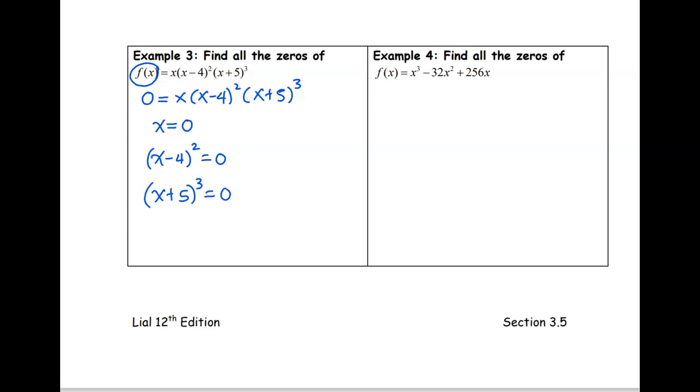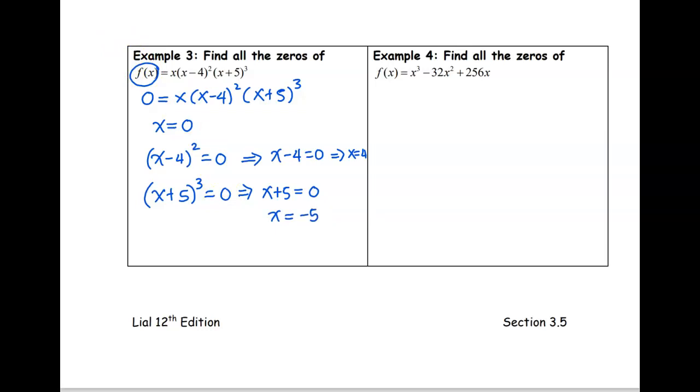Now, if (x minus 4) squared is equal to 0, then that implies that x minus 4 is equal to 0, and so therefore x is equal to 4. Similarly, if (x plus 5) cubed is equal to 0, that means that x plus 5 is equal to 0, and that x is equal to negative 5.